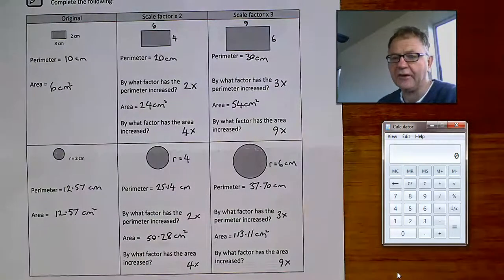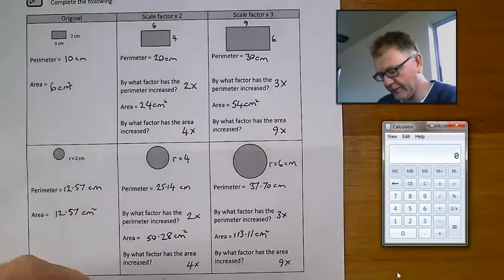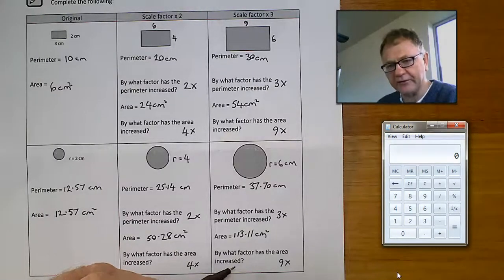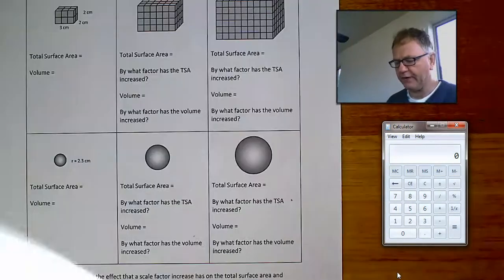You see, the thing is that area doesn't increase simply with the scale factor. If you increase the dimensions of a shape by a scale factor, then its area increases with the square of the scale factor. When we doubled the dimensions, the area increased by 4 times because 2 squared is 4. Or when we did a scale factor increase of 3, the area increased by 9 times because 3 squared is 9. There's a question at the bottom of the page, and I've written a little summary for that.